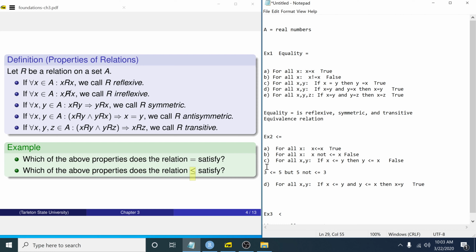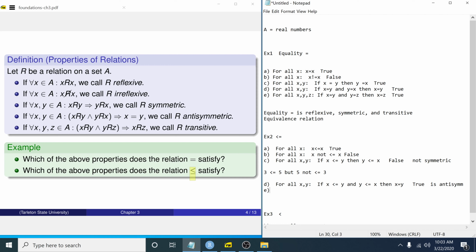So from part C, we saw that it was false. That shows that less than or equal to is not symmetric, but according to part D, it is antisymmetric. And hopefully this example really helps to clarify the purpose of this concept of antisymmetric. It's basically saying that in some sense, the only way that you can get this symmetry is when the two elements are actually equal to each other. And this is what the concept of antisymmetry is trying to convey.